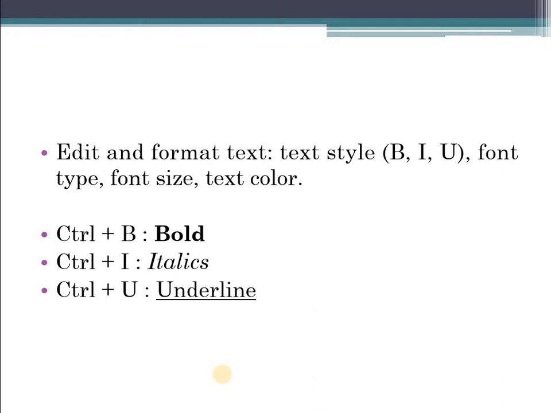Editing and formatting of the texts. We can change the text style. Text style we can change means we can use bold, italics, underlines. We can change the font type, the font size, and the text color. And how we will do, I will demonstrate that also. Before that, some shortcuts are there. Control plus B is used to bold the text, Control plus I is used to italics, and Control plus U is used for underline style.